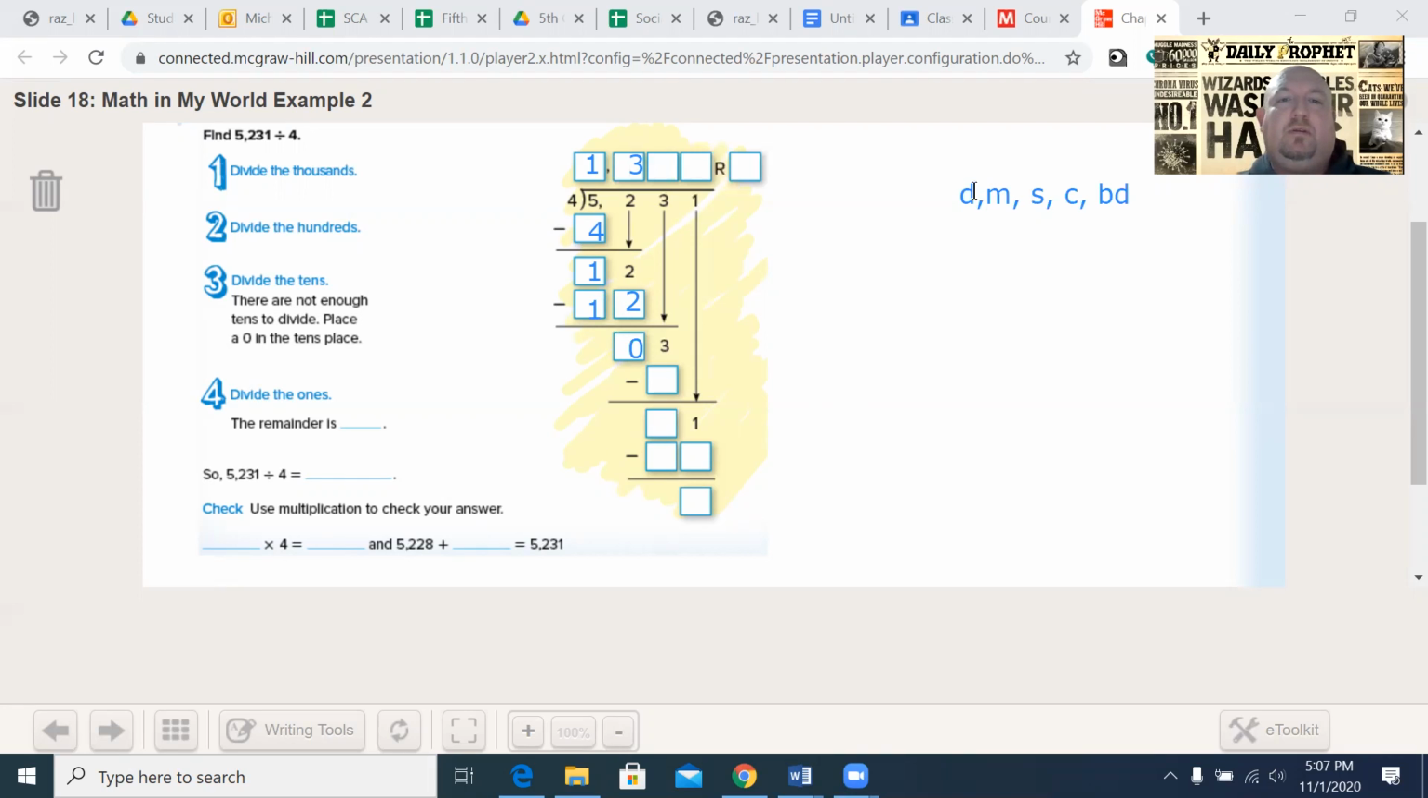0 is less than 4. So my check. So now I'll bring down the 3. Will 4 go into 3? Okay. So what do I do? What's this whole lesson about? Yell it out, say it out. I want to hear it. Place the what? The 0. Ding, ding, ding, ding. Good answer.